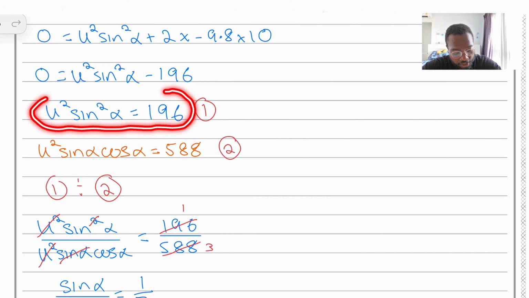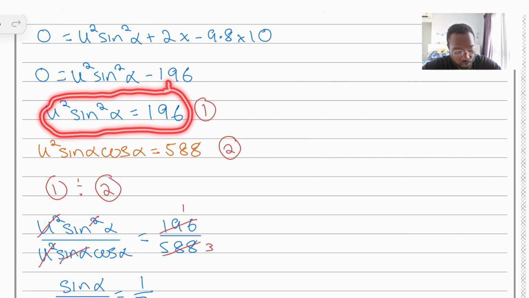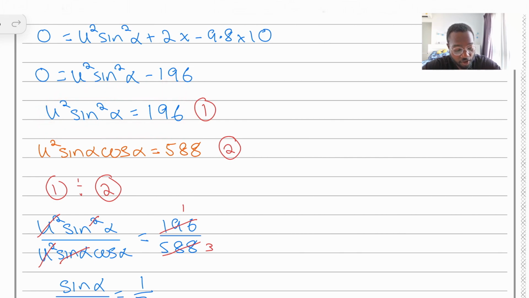This already has the u squared and sine squared alpha, right? If we can get a value for sine alpha, then we can just plug that value into this equation here, and hopefully we can get an answer. Or we can also work out what our cosine alpha value is along with our sine alpha and plug it into this value. Either one will give you the answer.